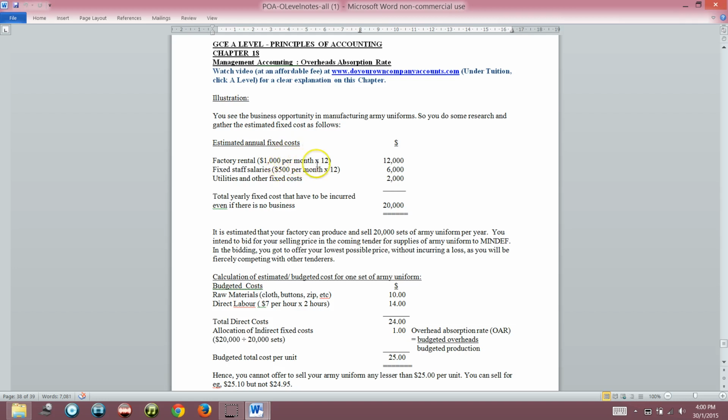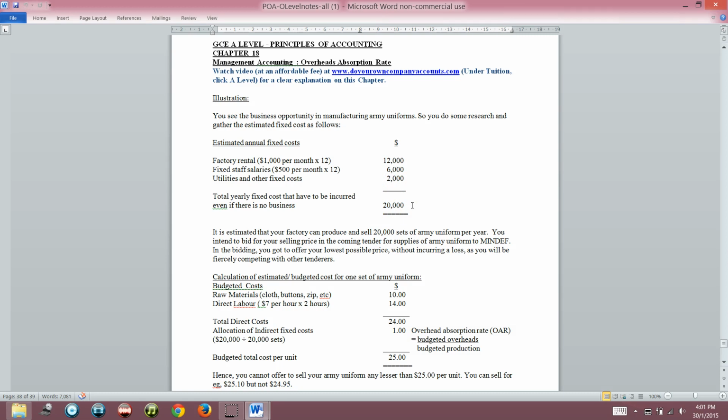suitable, $1,000 a month. So your estimated fixed cost, that means the cost that you have to incur even though there's no business. This is the estimated annual fixed cost. So you found a factory at $1,000 a month, so a year will be 12,000. Even if there's no business, you still have to probably employ a staff, maybe a security guard or caretaker to take care of your factory, and the salary is $500 a month. So a year will be 6,000, and then some other miscellaneous cost is 2,000. This 20,000, 12,000 plus 6,000 plus 2,000, is your fixed cost.